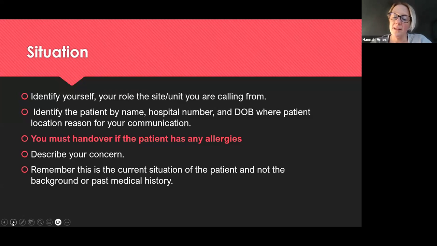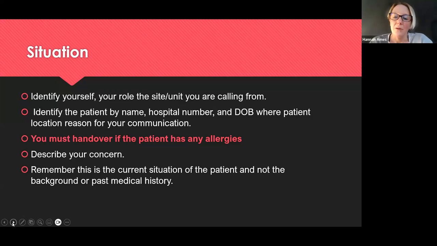You then have to go on and identify your patient. So their name, their hospital number, and their date of birth, and where that patient is located. That might feel a bit repetitive because you've already said you are in the emergency department, but you need to say also where that patient is.